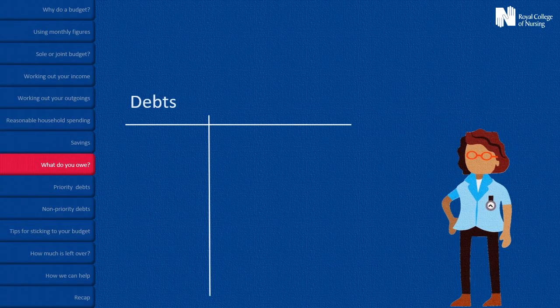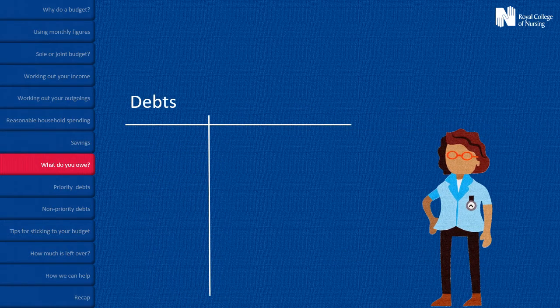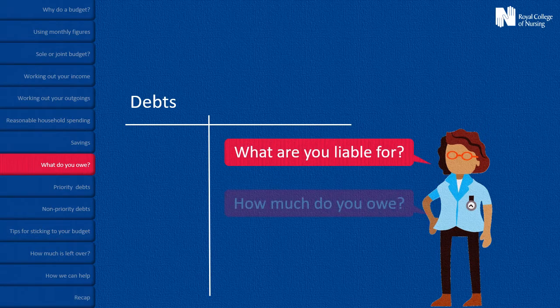Before you list your debts on your budget, make sure you know exactly what you are liable for and how much money you owe. This can make a big difference to how you deal with your debts and how long it takes to pay them back.